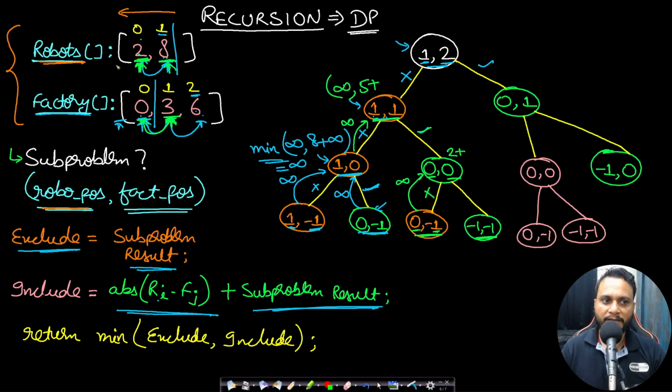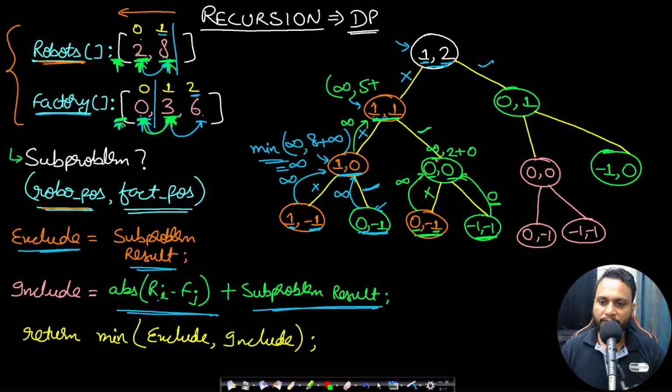Minus 1 indicates that you have run out of the robots as well as you have run out of the factory. So if you have run out of the robot, that means that all the robots have been repaired, and in that case you have to return a 0 value. That means you do not need to travel anymore because all the robots are done, right? So there should always be a check for the robot's position first before checking for the factory position, right? So if the position of the robot is minus 1, then I will always return 0. I don't care if I have a factory or I don't have a factory, right? So this will return 0.